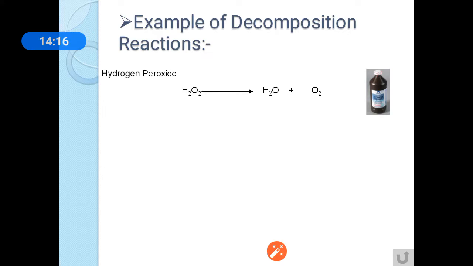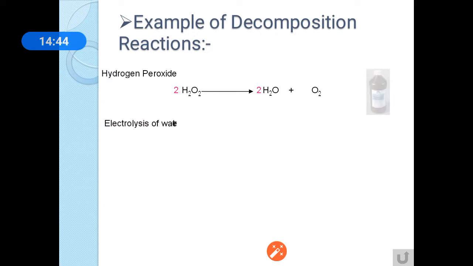Let me take another example of a decomposition reaction: hydrogen peroxide. Hydrogen peroxide, which has the chemical formula H2O2, will give H2O, that is water, and O2. So one single reactant decomposes to water and oxygen. That's why it is an example of a decomposition reaction. Let me balance it.